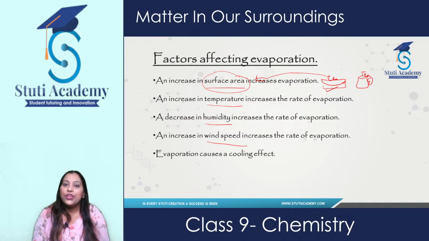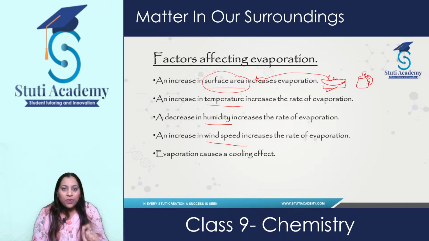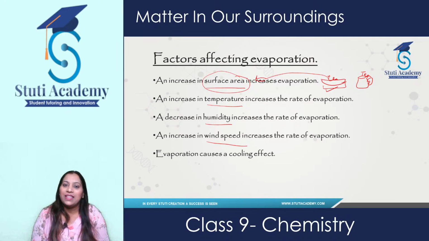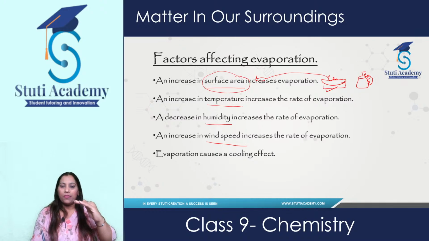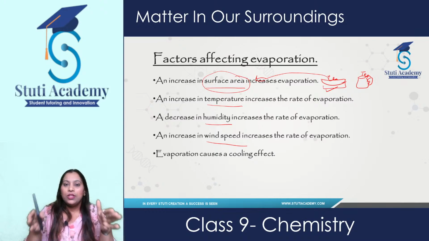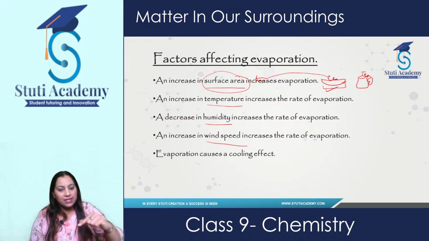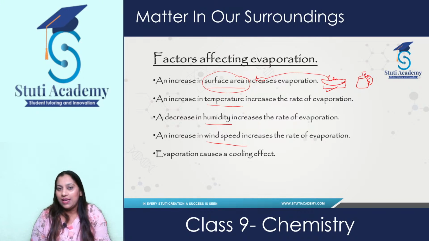Next factor is humidity. Humidity is the presence of water vapors in the atmosphere. If already water vapors are present, the liquid particles which are moving up will get less space. So it means if more humidity, the rate of evaporation decreases. They both are inversely proportional to each other. It is just opposite to temperature and surface area.